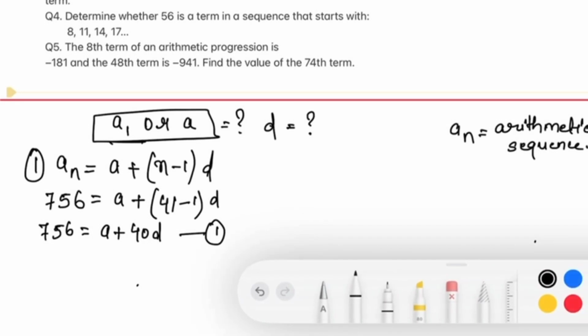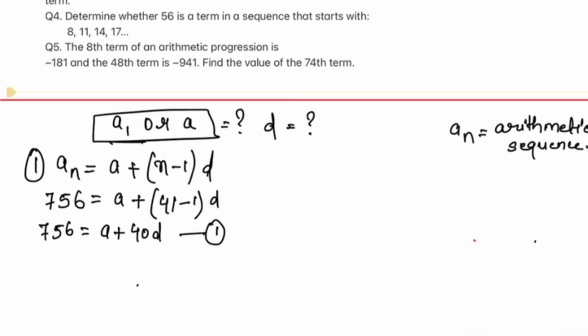Now comes the second equation. It's also mentioned that the 60th term is 1117. So here again we'll use the same formula.